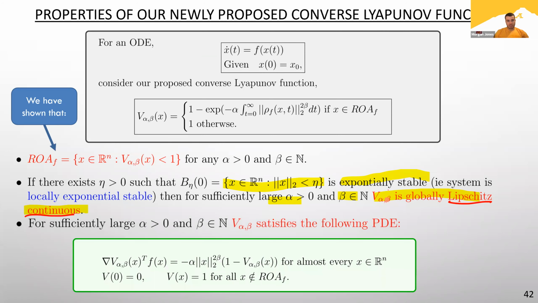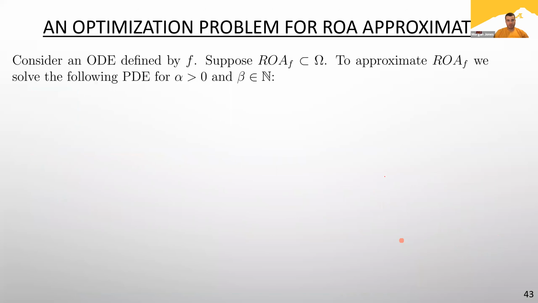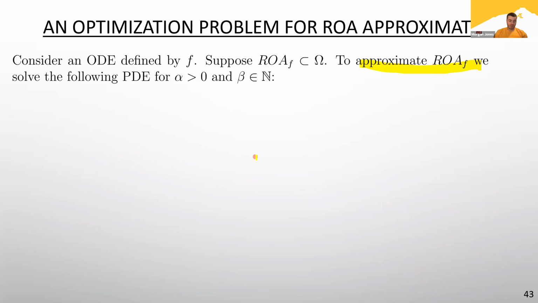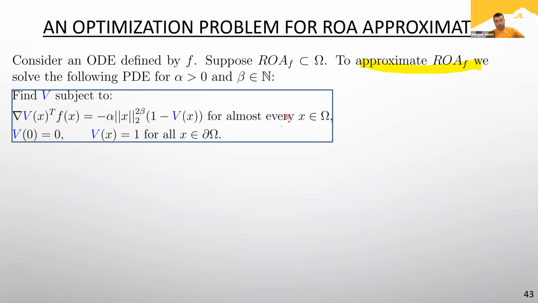And also for sufficiently large alpha and beta, you can show that V satisfies a PDE, and this PDE looks very similar to the HJB PDE. So we will be using a similar solution method to solve it. To approximate the region of attraction, we will indirectly approximate it by solving the PDE to find our converse Lyapunov function, because the one sublevel set of the solution to this PDE gives the region of attraction.